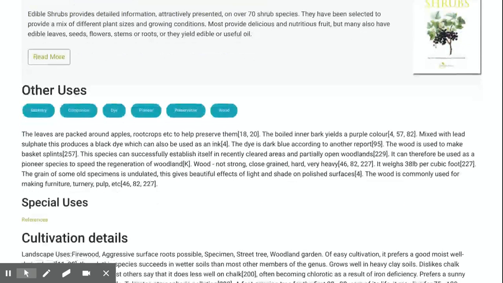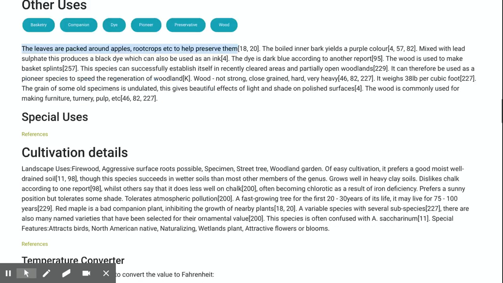And then there might be other interesting things in the other uses category. I found this really interesting, that the leaves of the red maple used to be used apparently to pack crops like apples and root crops to help preserve them. Maybe that was a physical, like a packing peanut before they had packing peanuts, or maybe it was some chemicals that were released. I'm not sure. We'd have to check out those links. But anyway, that was another interesting thing.